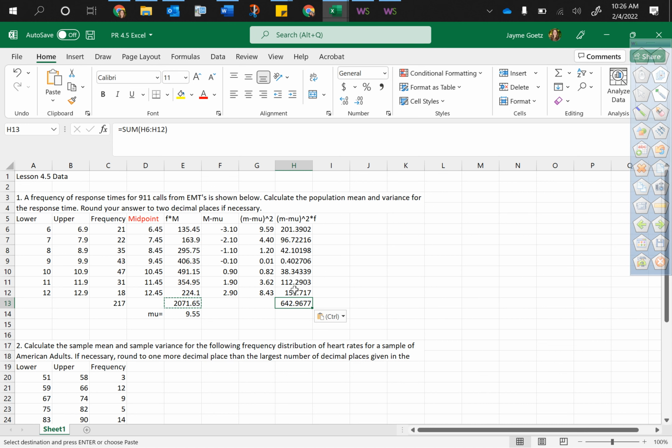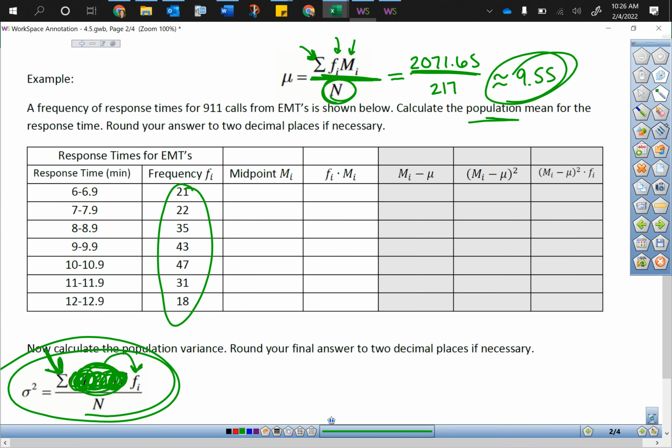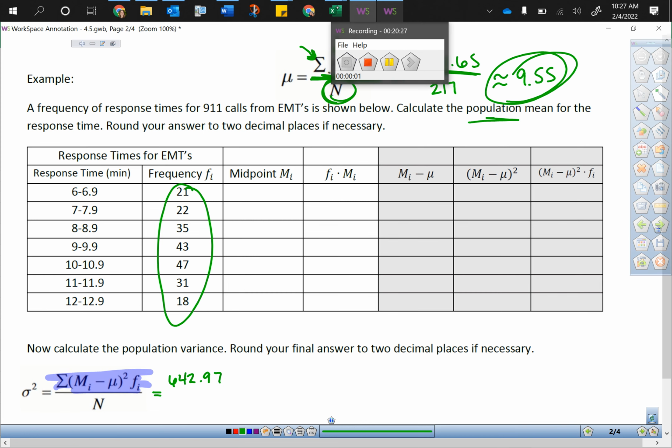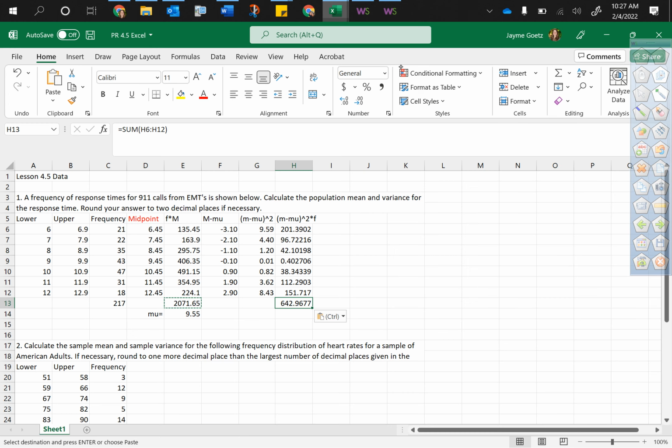Okay? So what we have right now is my numerator. I just found this whole thing. And when you find the sum, it should be 642.97. Okay? So that's what you should get. Now, again, your rounding might be a little off, depending on how many decimal points you show.